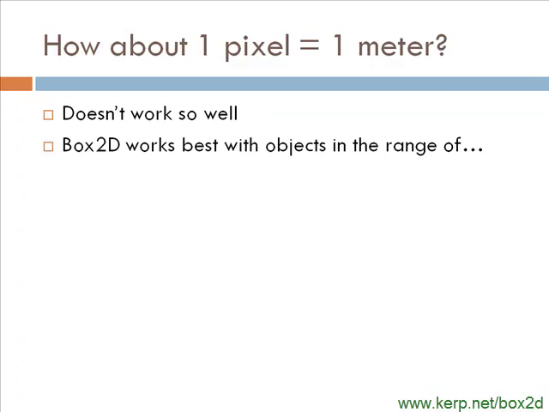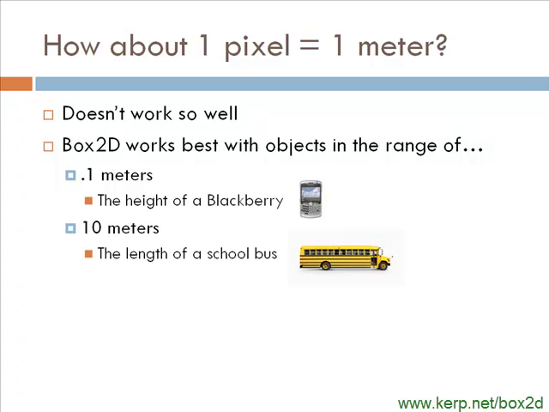And the reason why is Box2D is designed to work best with objects that fit within a particular range. Specifically, on the small end of things, it wants objects that are 0.1 meters or larger. 0.1 meters, it's about, say, the height of a BlackBerry, roughly 4 inches. And on the large end, it likes things to be 10 meters or smaller. 10 meters, roughly the length of a school bus. Drawings are not to scale, duh.